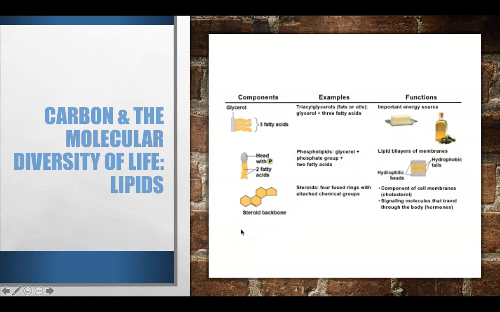And there's more types of lipids, but we're only going to focus on 3. The third type of lipid is going to be composed of hydrocarbon rings. Typically, you're going to have 4 fused rings with attached chemical groups. And whenever you see these 4 fused rings, this is indicative of a steroid, a lipid steroid. And these are components of the cell membrane, such as cholesterol, which helps to maintain the fluidity of the cell. And also, the hormones can serve as signaling molecules that travel throughout the body, like your testosterone and your estrogen.